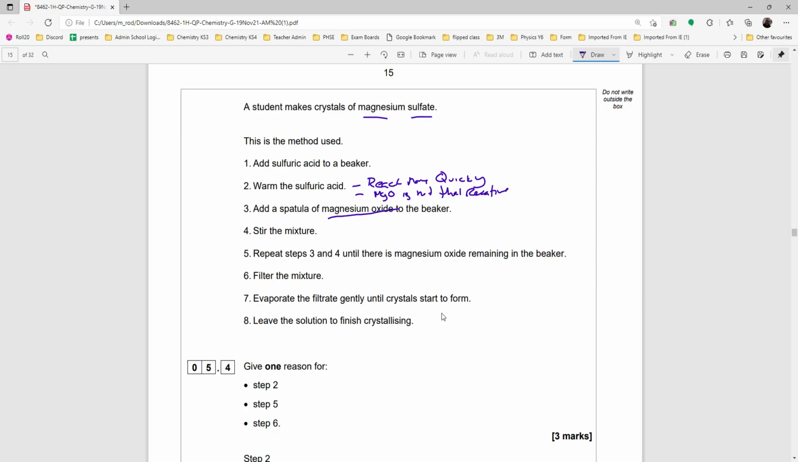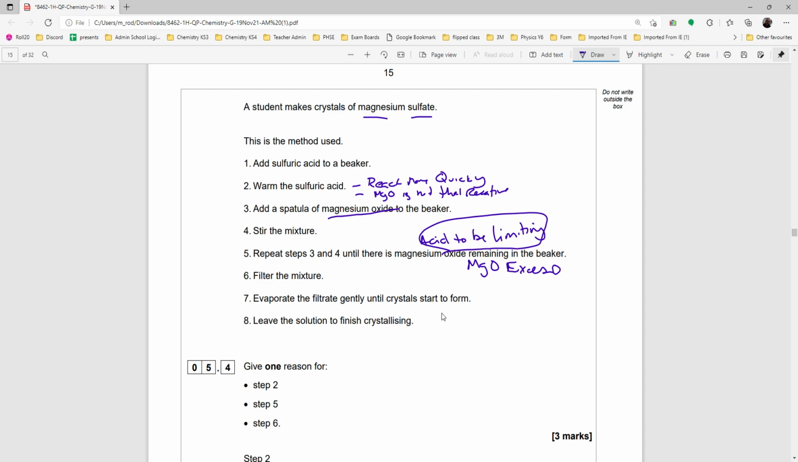Next, step 5. Repeat 3 and 4 until there is magnesium oxide remaining in the beaker. And the reason why is I want to use all the acid because I want the acid to be, and I love to use the word, limiting or limited. And that way my MgO will be in excess. So it's to use up all my acid. Acid is not safe. Magnesium oxide, well, unless you get it in your eyes, is.